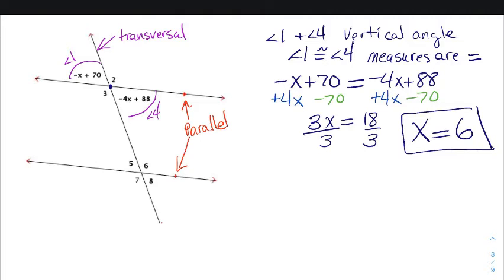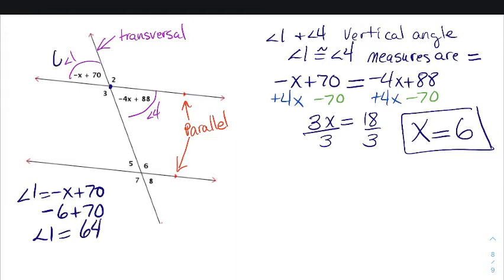So for angle 1, let me write down here, it is negative x plus 70, so negative 6 plus 70. So angle 1 is going to be equal to 64. So this angle here is 64 degrees. And we can double check that with our negative 4x plus 88, which would give us negative 24 plus 88. So we get 64. All right, so we have those two angles.